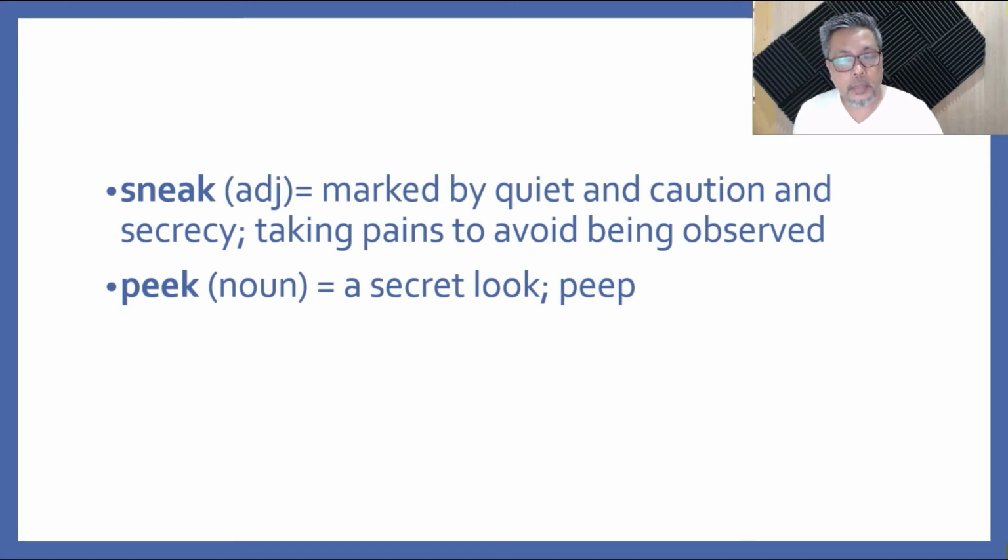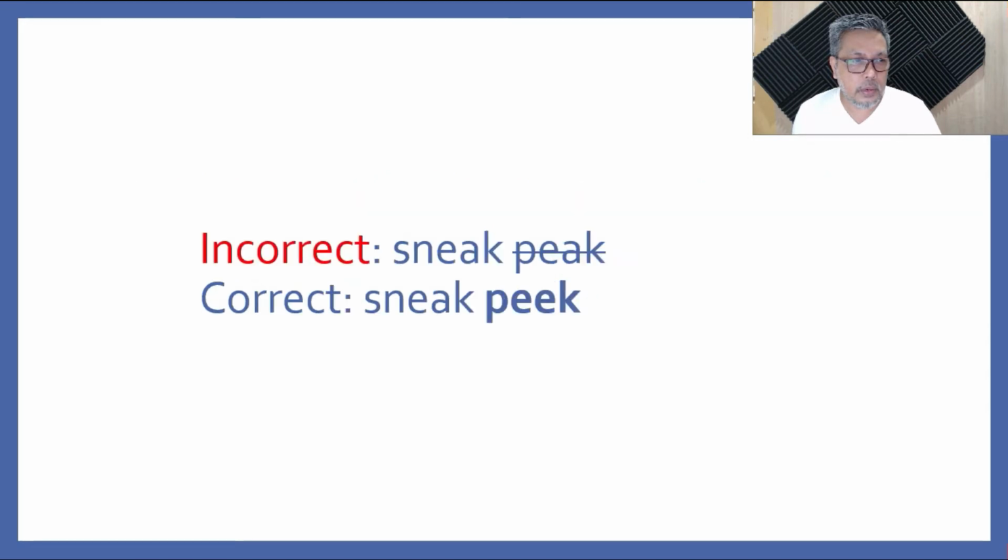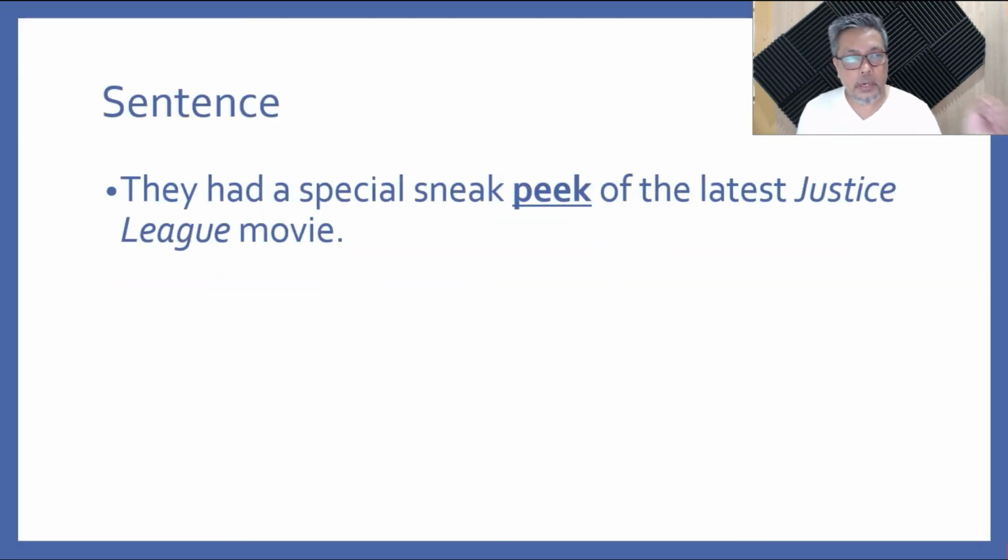And the noun is peek, P-E-E-K. It just means a secret look or a peep, right? So it's a peep, it's a peek, right? It's like a preview. So if you say sneak peek with an A, the phrase is not going to make a lot of sense, okay? So the correct word is P-E-E-K, sneak peek, right? Let's have a sentence here. They had a special sneak peek of the latest Justice League movie, okay? So I guess one example is enough because you get the idea.